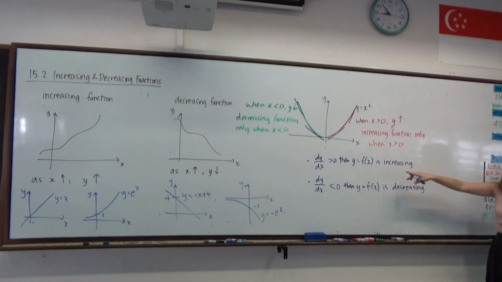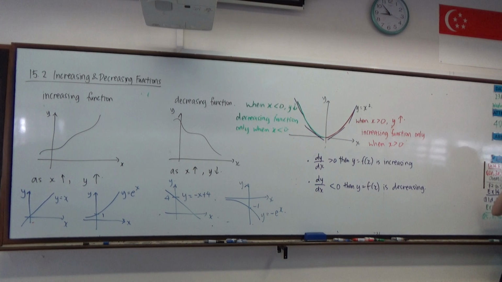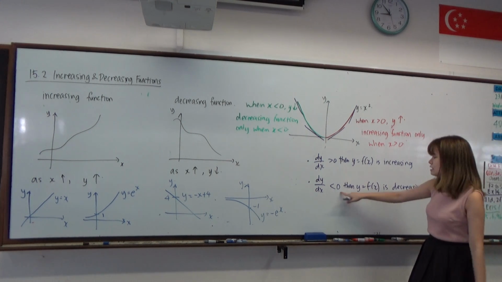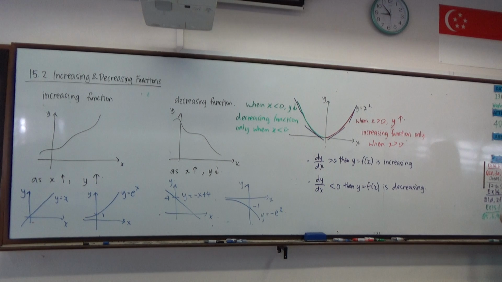So if we see that the gradient itself is positive, the derivative is positive, then we can conclude that y equals f(x) is increasing, and if the gradient is less than 0, then y equals f(x) is decreasing. We will make use of the derivative to determine whether the function is increasing or decreasing. This is the focus that we're going to have today. Any questions?